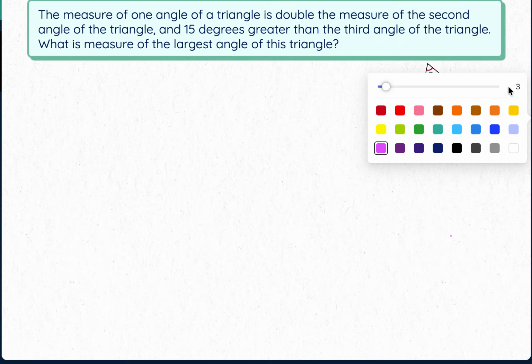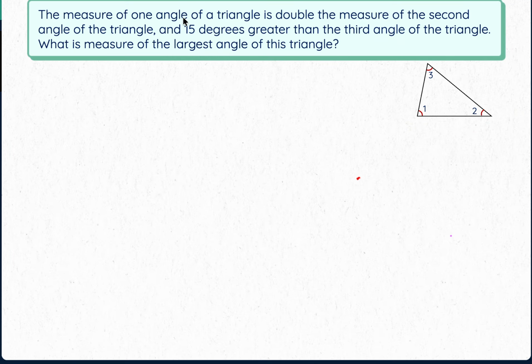Alright, the very first thing is that I have to convert the word equation into a mathematical statement. So the measure of one angle of a triangle is double the measure of the second. So let's say my first angle is x. What I have to do is find the largest angle of the triangle.